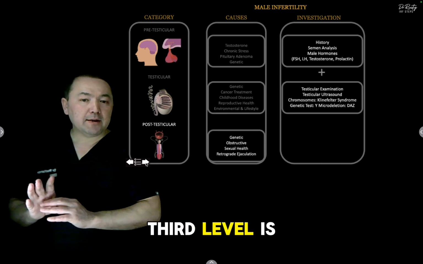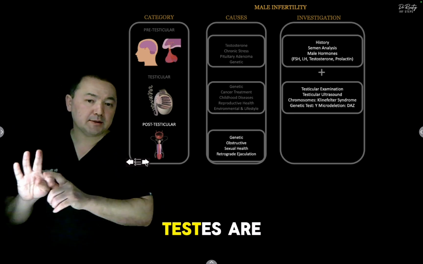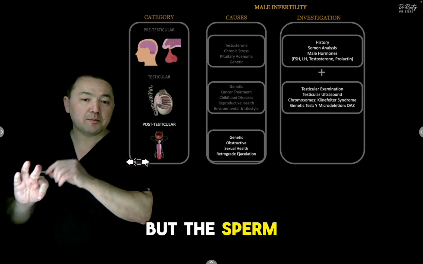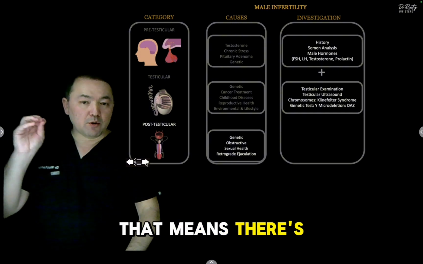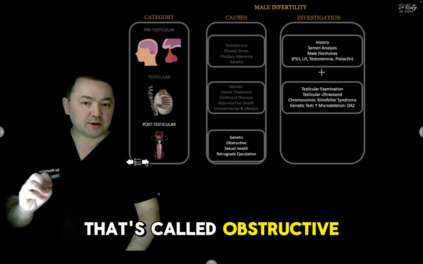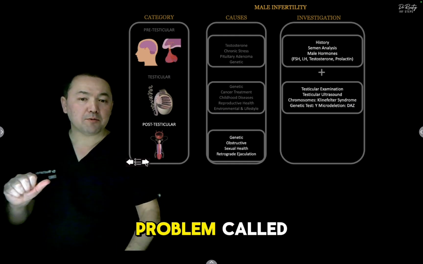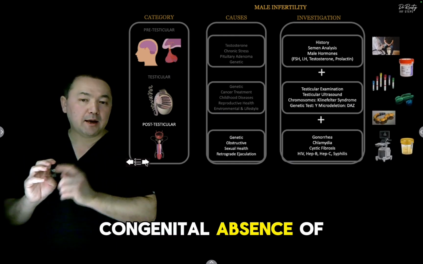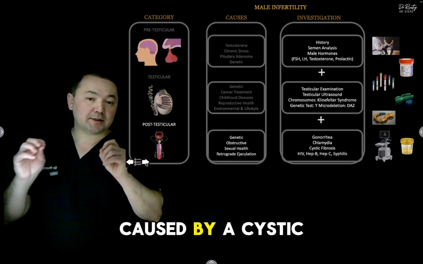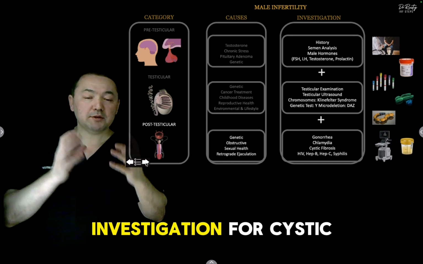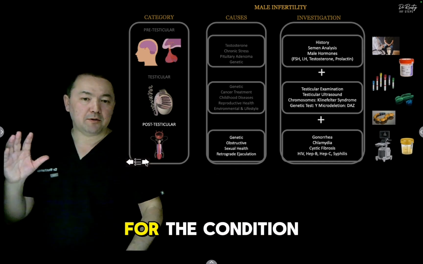And the third level is post-testicular, where the pituitary is working very well, the testis is producing plenty of sperm, but the sperm is not coming out into the ejaculate. So that means there's an obstruction. That's called obstructive male factor infertility. That can be caused by a genetic problem called congenital absence of the vas deferens. That is a condition caused by cystic fibrosis. For that, you need to do investigation for cystic fibrosis, which involves genetic testing for the condition.